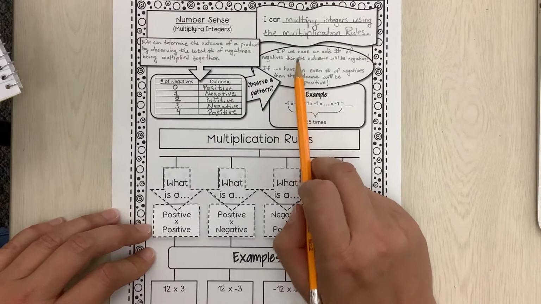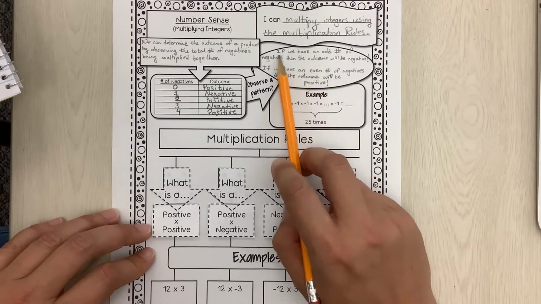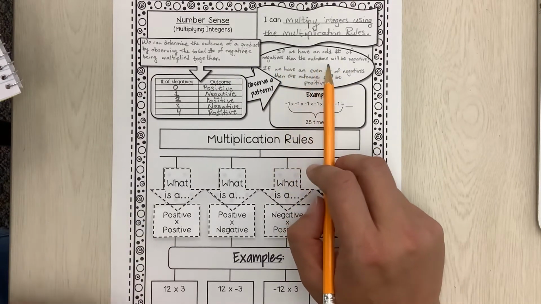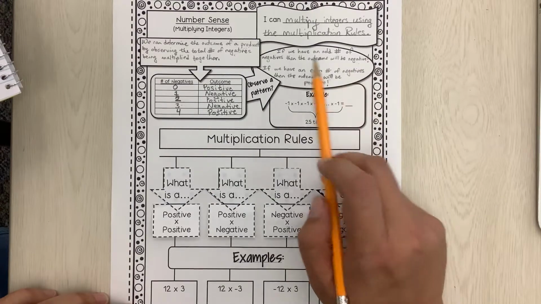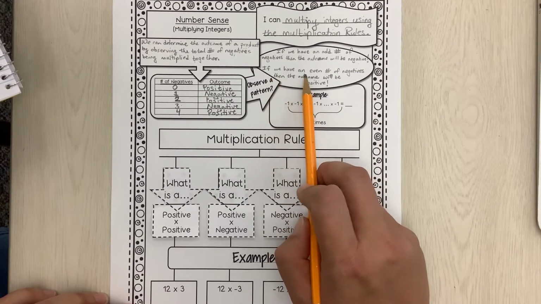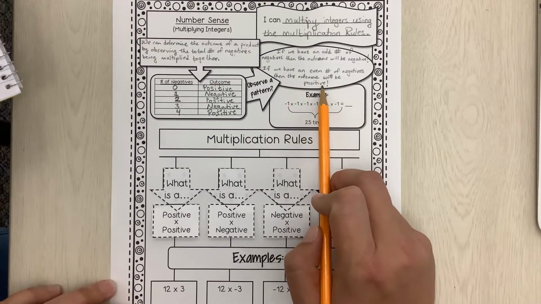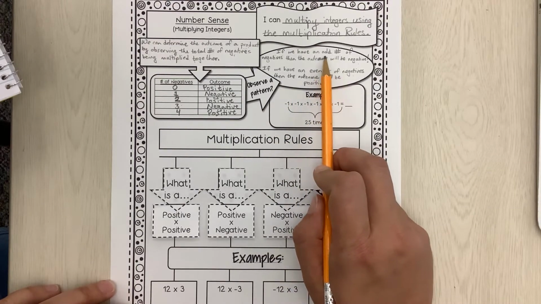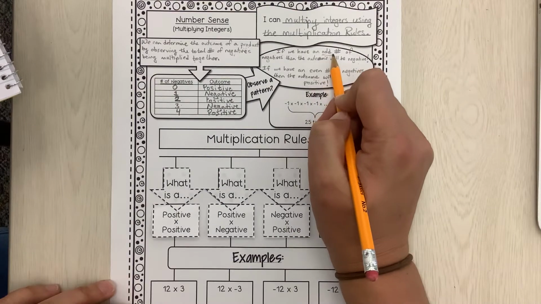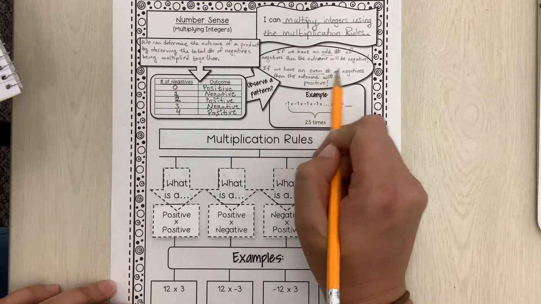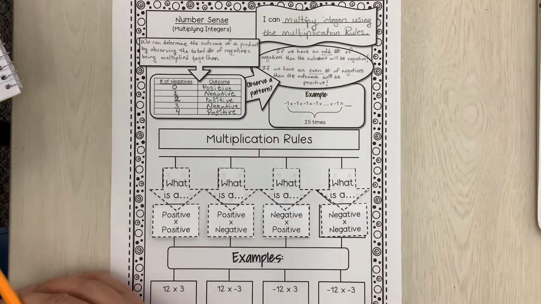So if you look over here, if we have an odd number of negatives, then the outcome will be negative. But here we go. If we have an even number of negatives, then the outcome will be positive. So an odd number of negatives is going to keep it negative. An even number of negatives is going to change it to positive.